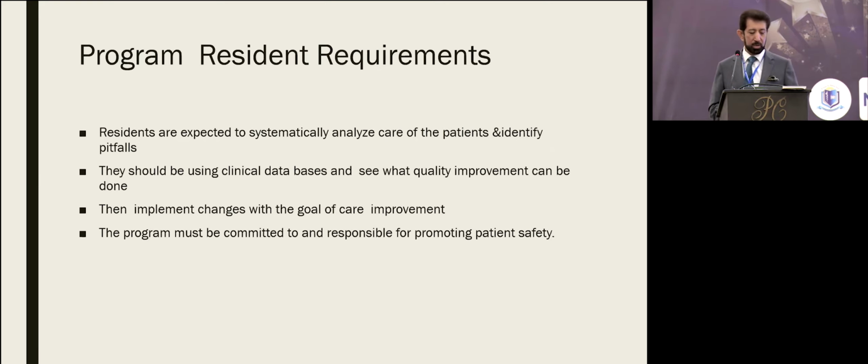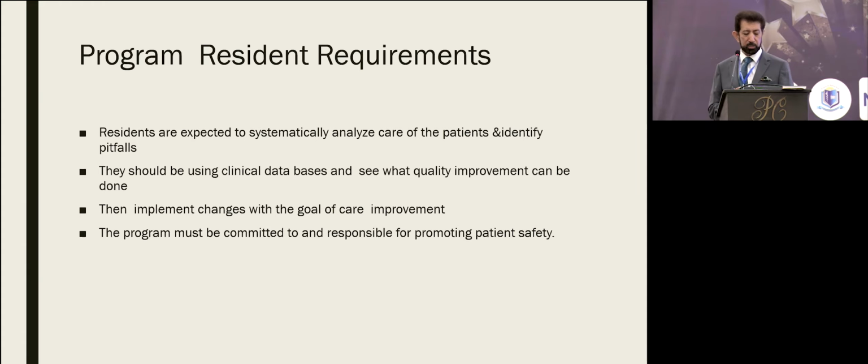First, the resident level. The residents are expected to systematically analyze the care of the patients and identify the pitfalls. It is you, the residents, who are going to identify the pitfalls, where there is a shortfall in care. They should be using clinical databases and see that quality improvement can be done. They should believe that if they think about a change, this change can be done. And these changes are very small, like giving a proper regular appointment, caring for this patient, making a good discharge slip. So we'll talk about that. And then implement these changes with the goal of care improvement. It should be improving the care of the patient.